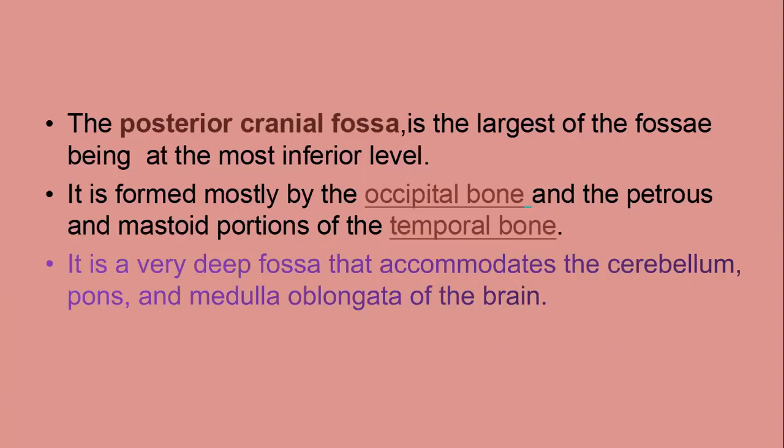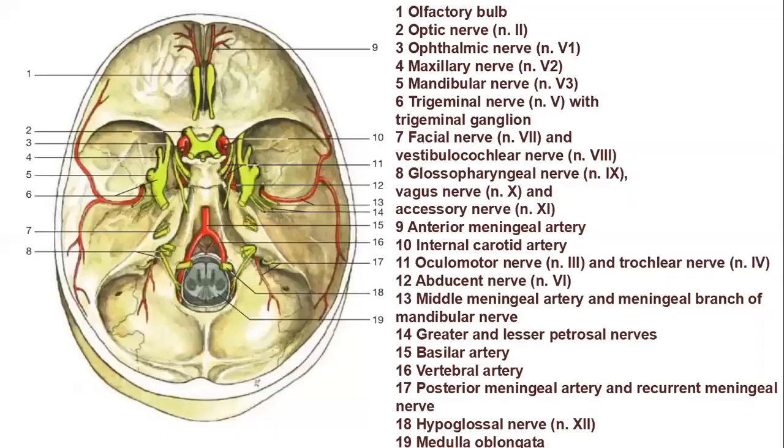So we have the fossae and some nerves which can be found within the fossae. In this case, we have the olfactory bulb at the anterior cranial fossa. We have the part labeled 2 as the optic nerve. These are the vessels and nerves, the neural elements, found within the specific cranial fossa. In this part, we can identify a few of them.